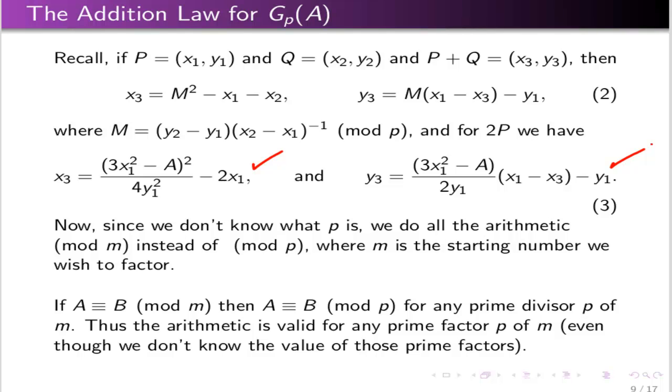So here's how we get away not knowing what p is. When I'm doing the calculations of these values, x3 and y3, instead of working mod p, which is really what we want to be working in for the finite field, we do all of the arithmetic mod m. Now m is our given number, so I can do arithmetic mod m. And now you just use the fact that if two numbers are congruent mod m, then they will also be congruent mod p for any prime divisor p of m. And so these formulas are going to be valid for any prime factor of m. And that's how we get away not knowing what p is.